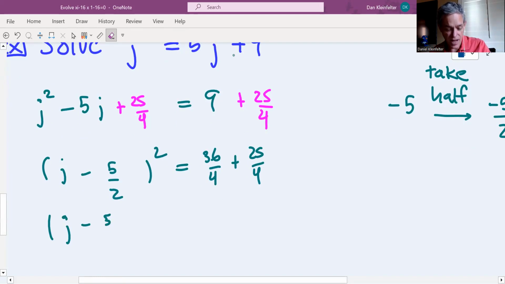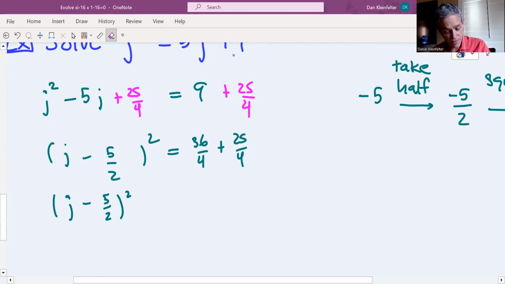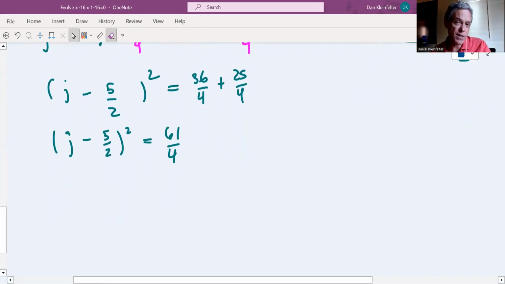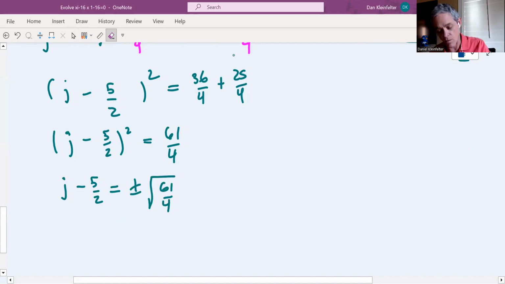J minus 5 halves squared, and then this is 61 fourths on the right side. Okay, now we're ready to use this square root property. We'll have J minus 5 halves equals plus or minus the square root of 61 over 4.